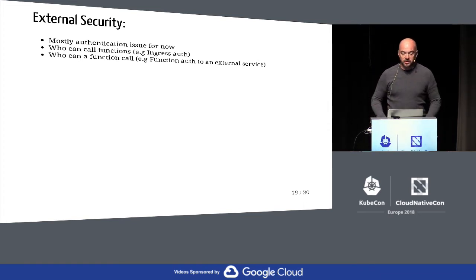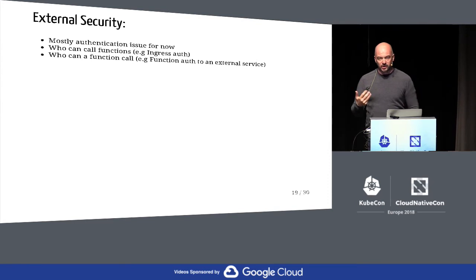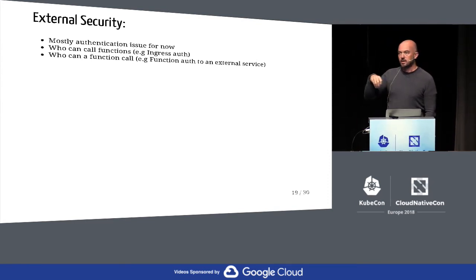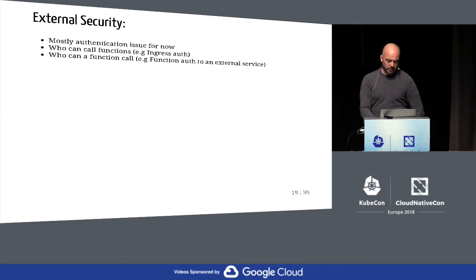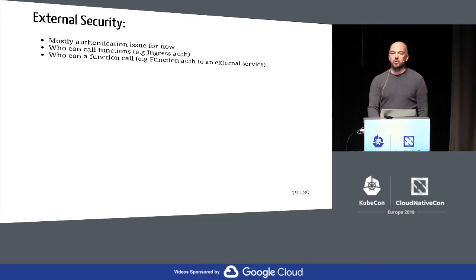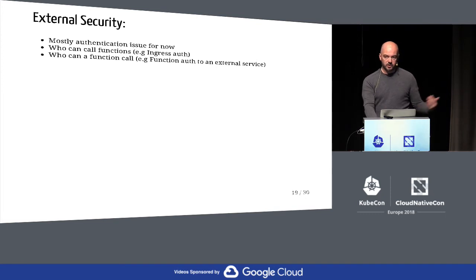So now external security, it's a little bit more interesting from the actual FaaS solution. That's not a Kubernetes feature per se, but you need to think about it from the kubeless, the Fn, all those solutions. So mostly it's an authentication issue. Who can call your function endpoint? And then what can your function do?